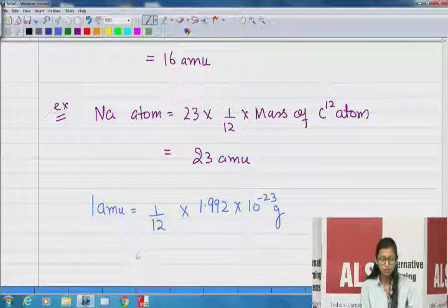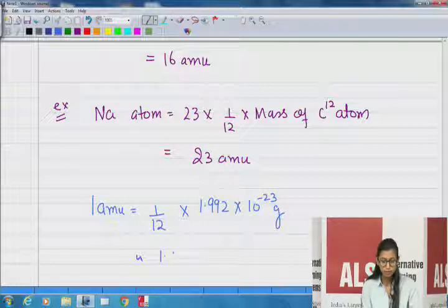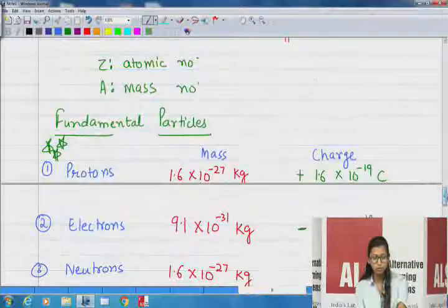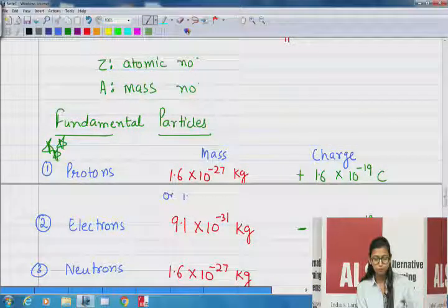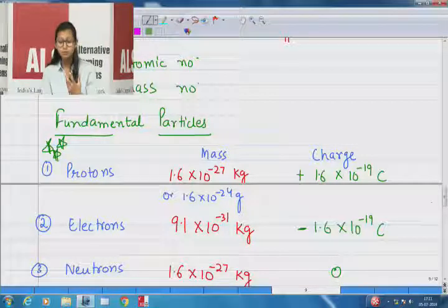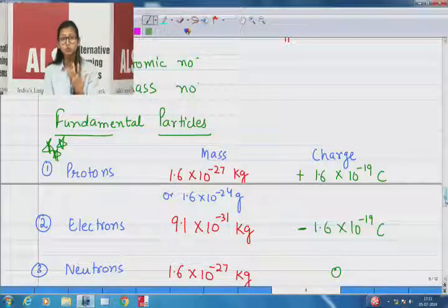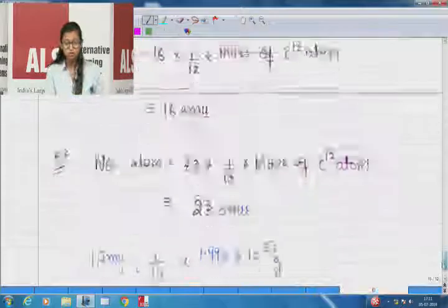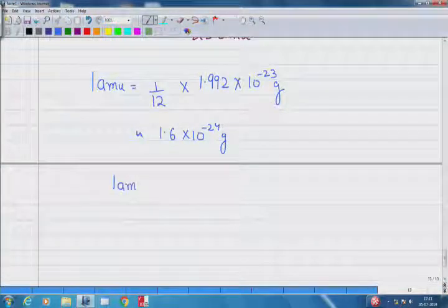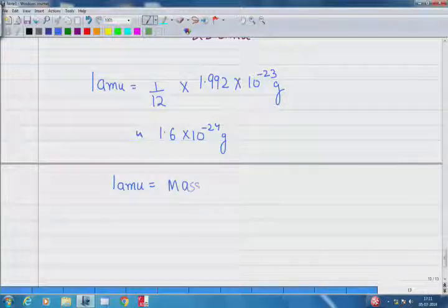And you put it here now, you can do your calculation, it comes out to be 1.6 into 10 to the power minus 24 grams, near about this. And you remember that we have used this value here. If in grams I write it, it's like this one. So 1 AMU is, the value comes out to be the mass of the proton. So this is the next formula which you have to remember. I am writing here 1 AMU is equal to the mass of 1 proton.